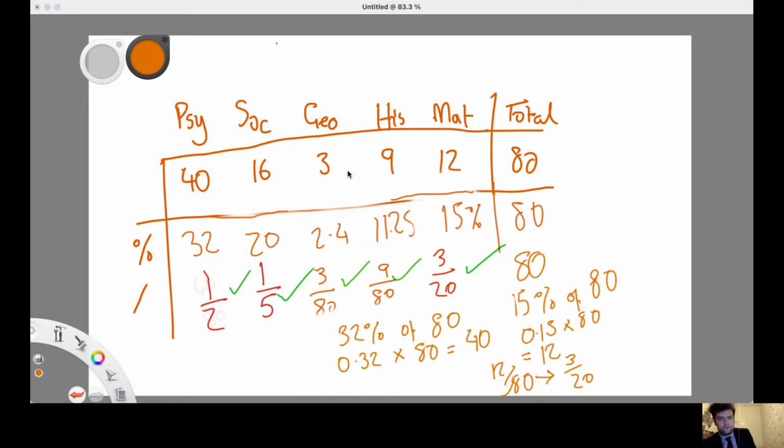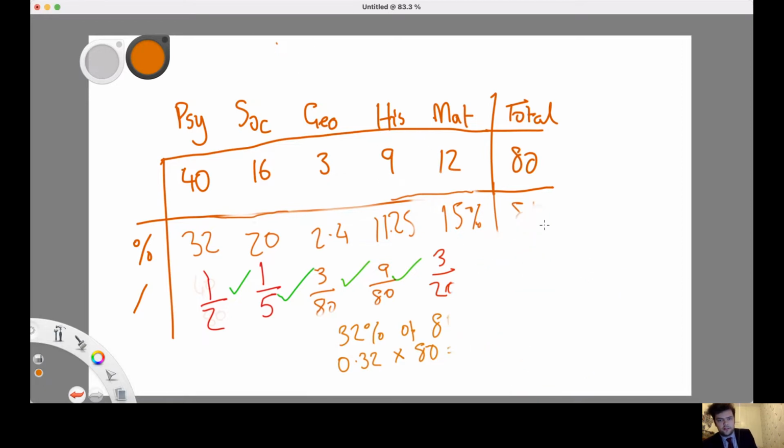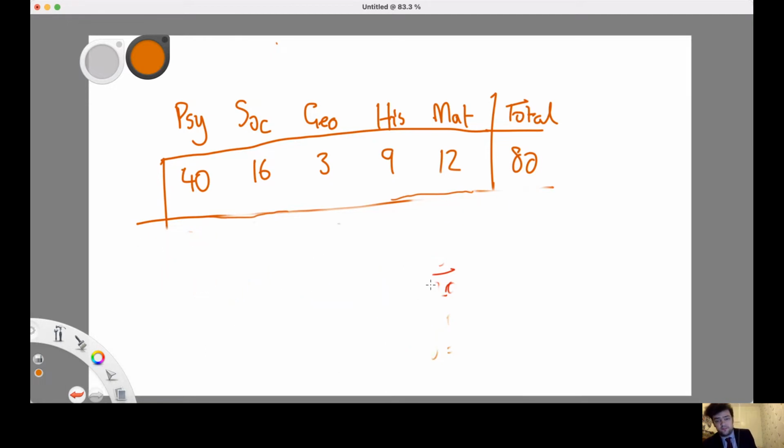Hopefully it's nice and simple for you. It's not as scary as it looks. Numbers, they're not as terrifying as you might be led to believe, particularly on a psychology exam. But ratios are a little different. So with percentages and fractions, we're trying to find something out of a total. With ratios, we're seeing the relationship between two numbers. So we're not so much interested in the total here.